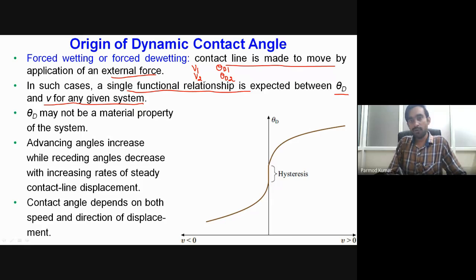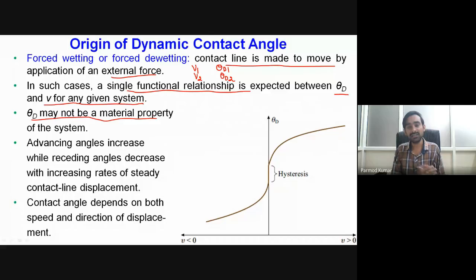Now here you can clearly see that if we keep the same solid surface, the same liquid, and the same surrounding fluid, and only change the velocity at which the solid interacts with the liquid, then our value of dynamic contact angle also changes. So from here we can conclude that the dynamic contact angle may not be considered a property of the system, because it depends upon the motion of the contact line.